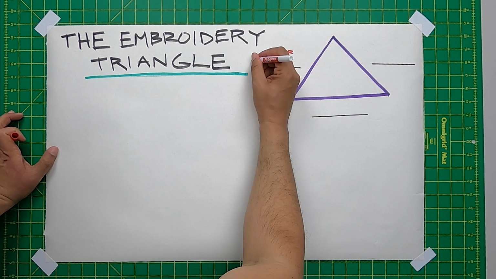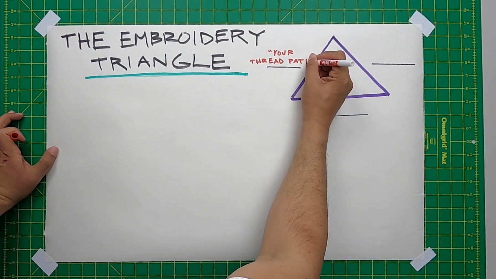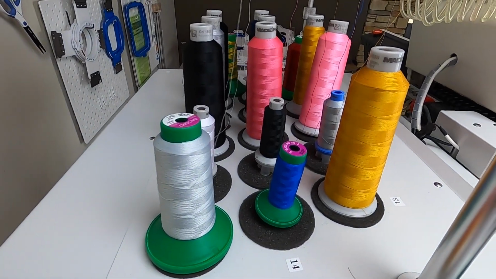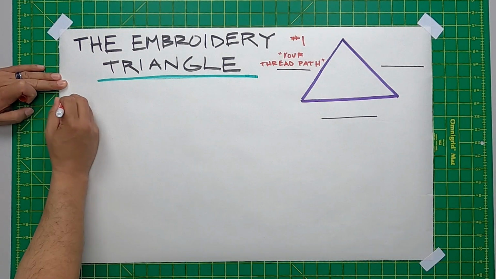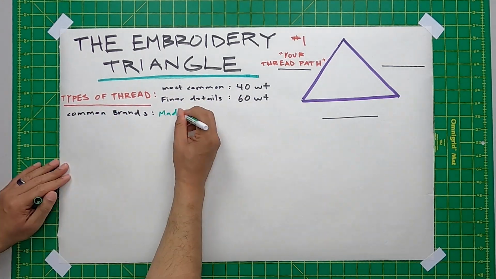Each of these sides are critical and must be done correctly for your finished product to come out nice and clean. Let's start with side number 1, and of course this is your thread path. This is the only thing that will be seen when your project is done. You have 2 types of common thread. We have 40 weight and 60 weight polyester thread.